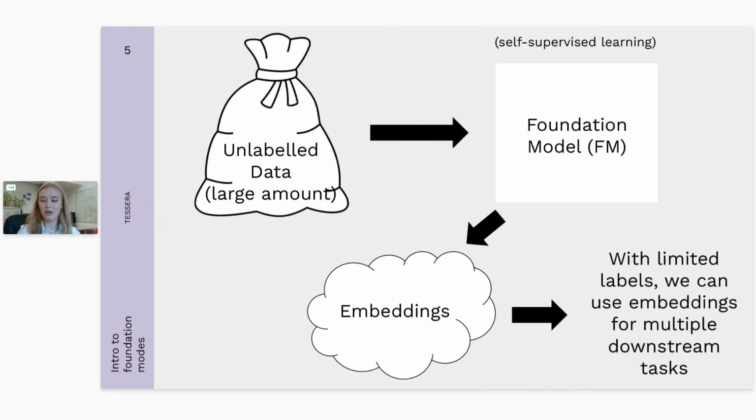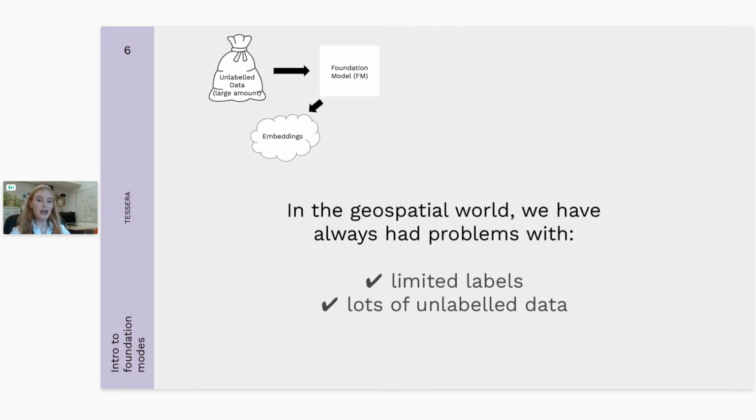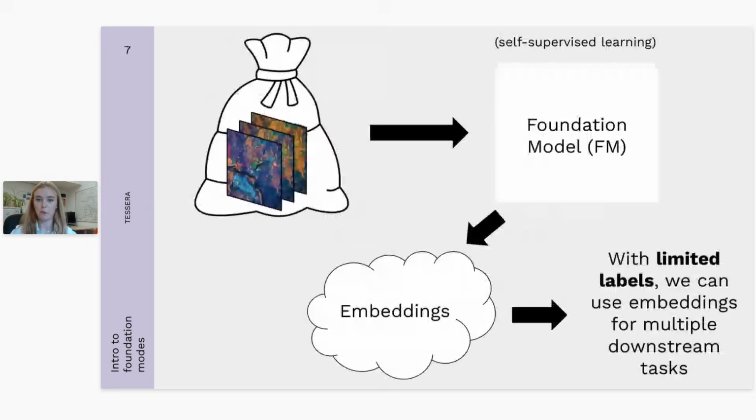Now, what might have caught your attention in the geospatial space is that in our world, we have lots of situations with limited labels. As you all know, it's very expensive to collect labels. And besides this, we have tons of unlabeled data. We have petabytes and petabytes, for example, only of Landsat, and that's just one sensor. So if we think about our domain, the idea of self-supervised learning and by extension foundation models is a perfect fit. They're a perfect coupling.